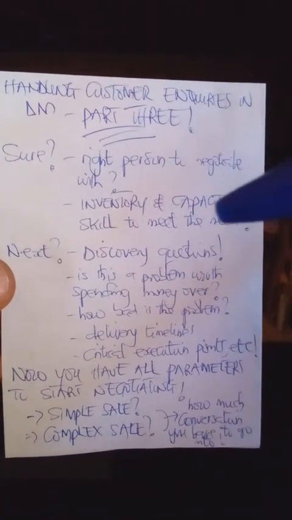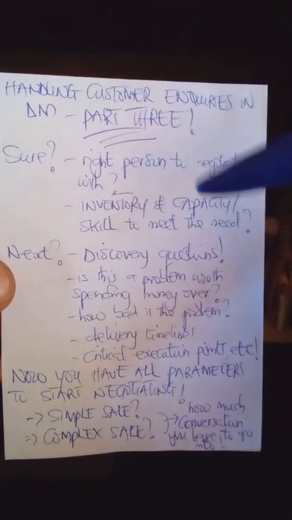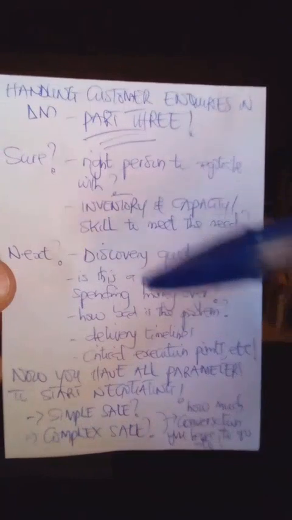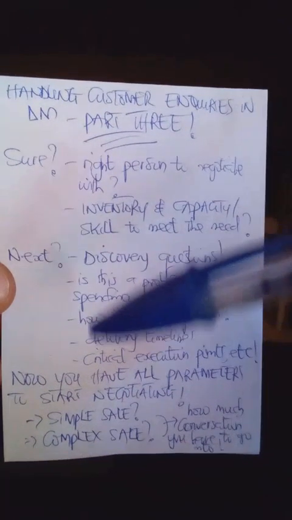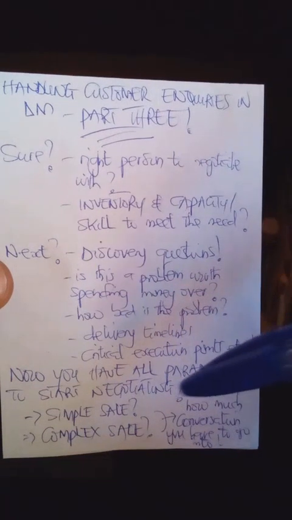Now, if we go through this process in a fairly competent manner, we're talking to the right person, we have the skill set to deliver what it is that they want, and we know exactly what it is that they need around timelines and delivery, what's critical to them, what's important to them. Now we have all the parameters to start negotiating.